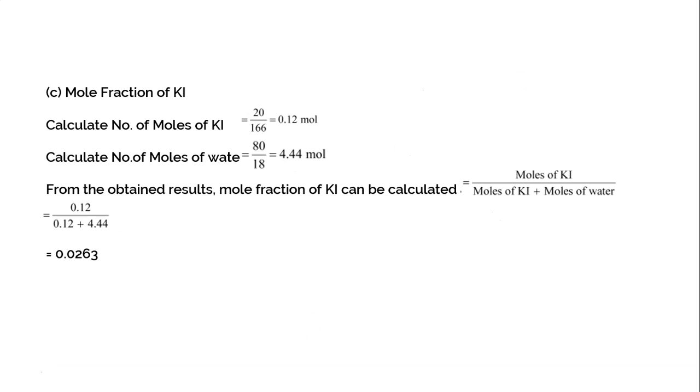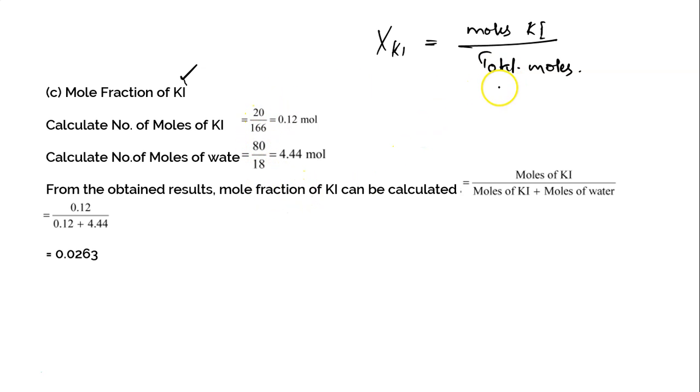And the third part of the question is calculating mole fraction. So the mole fraction of KI has to be calculated. KI is the solute. So the mole fraction of KI formula will be the number of moles of KI divided by the total number of moles of all the components present in the solution. So moles of KI can be calculated as weight by gram molecular weight.